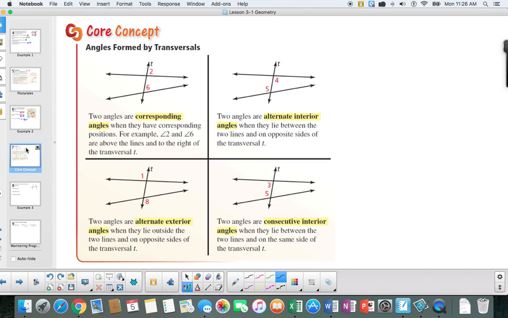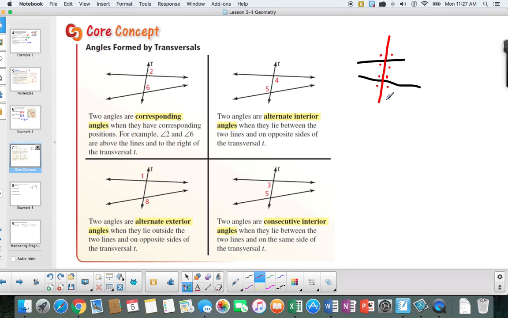Okay, let's go ahead and talk about some vocabulary. If you have two lines and you have a third line, you create 8 angles. 1, 2, 3, 4, 5, 6, 7, 8. And we're going to start naming angles by pairs.